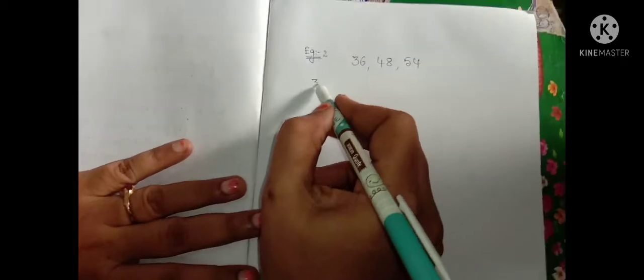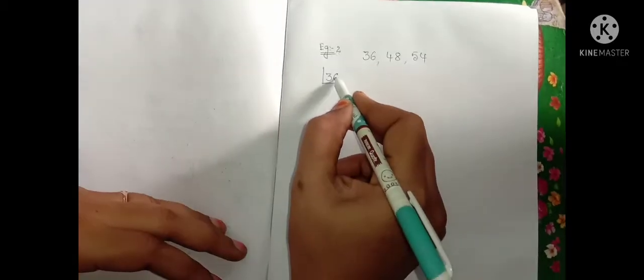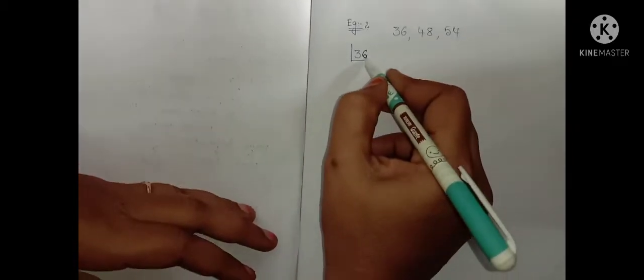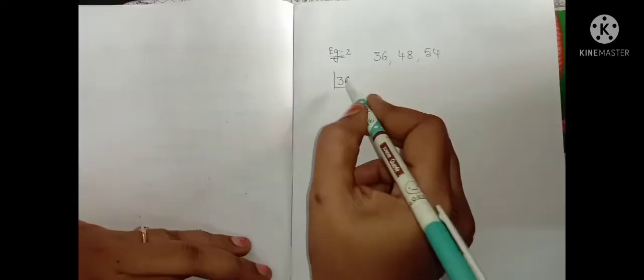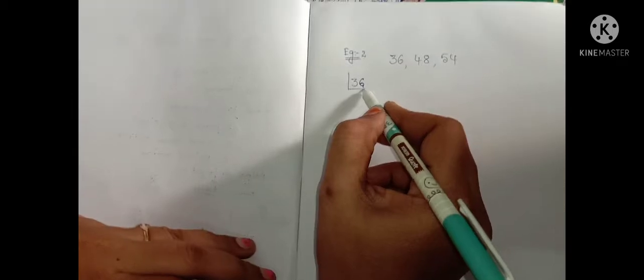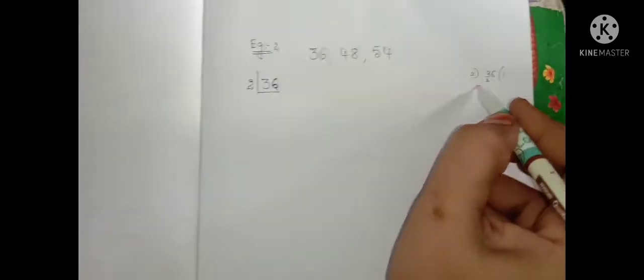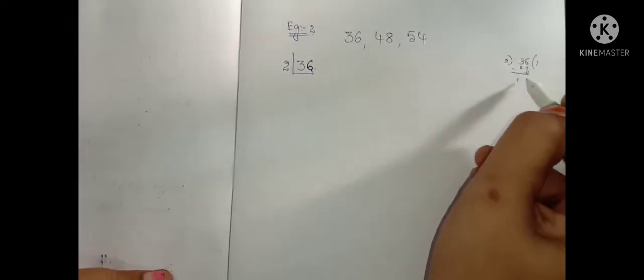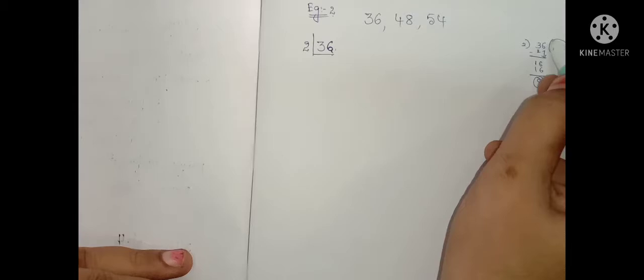Now write 36. 36 is possible in the 2 table. How do I know? Because the last digit 6 is there. 6 is possible in the 2 table, so the full number is possible in the 2 table. How many times does the 2 table go into 36? If you don't know, do division. 2 ones 2, 3 minus 2 is 1, 6 bring down, 2 8s 16. So the remainder is 0.